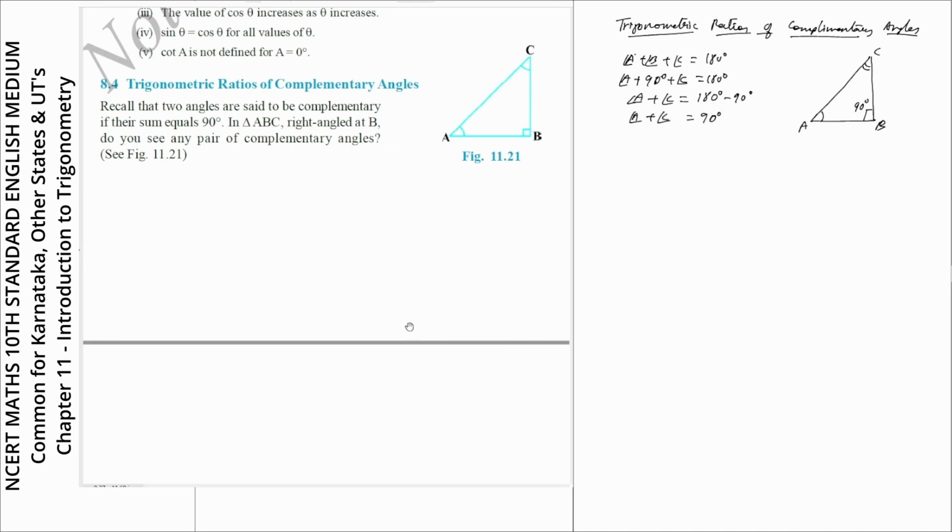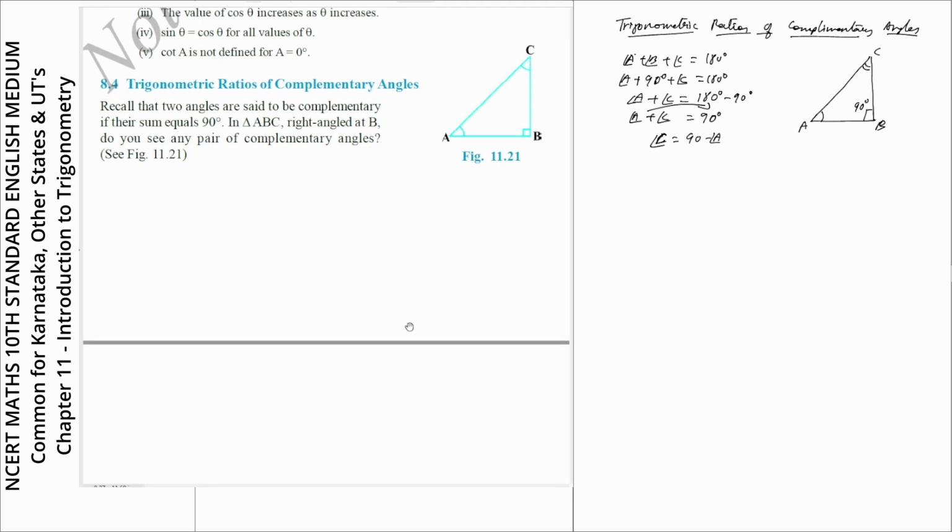So when the sum of two angles is equal to 90 degrees, they are said to be complementary angles. So angle A and angle C are complementary angles. Now what is angle C? Angle C is equal to 90 minus angle A. Okay, angle C is equal to 90 minus angle A, if I bring this to the right hand side.